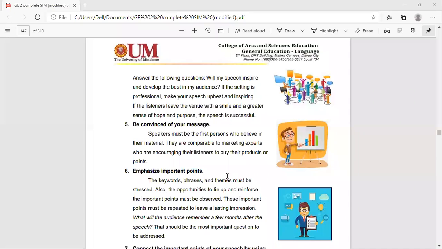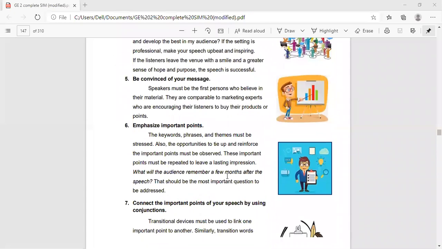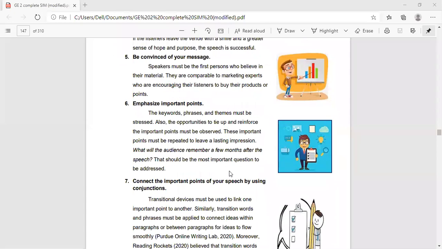Okay, then emphasize important points. The keywords, phrases, and themes must be stressed. Also, the opportunities to tie up and reinforce the important points must be observed. So these important points must be repeated to leave a lasting impression. So that's the purpose of the clincher at the end of the paragraph.